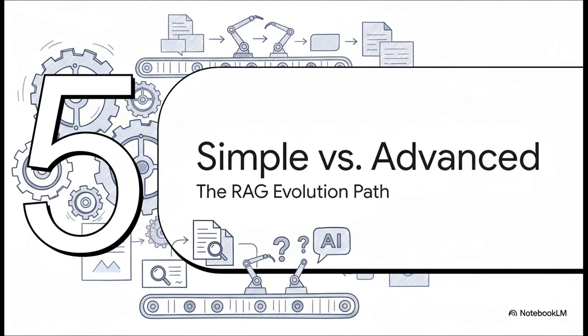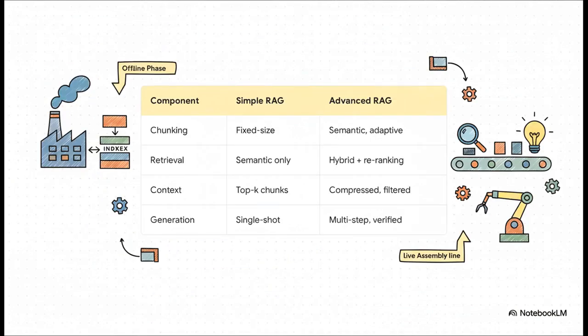Let's take a look at how a simple starter RAG system differs from a more advanced, souped-up one. A simple system, your starting point, might just use fixed-size chunks and a basic semantic search. But an advanced system, it gets smarter. It uses adaptive chunking that understands the document. Its retrieval combines semantic search with old-school keyword search in a hybrid model, and it adds that powerful re-ranker we just talked about. Instead of just sending raw chunks to the AI, it might compress or filter them first. And finally, the generation step might become multi-step, where the AI actually double-checks its own answer. You start simple, and then you add complexity where it really matters most.